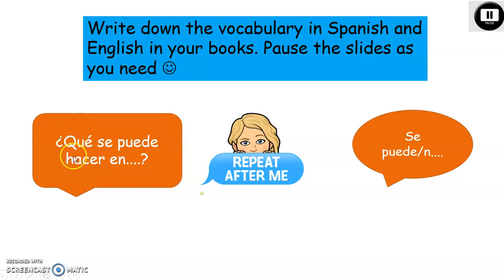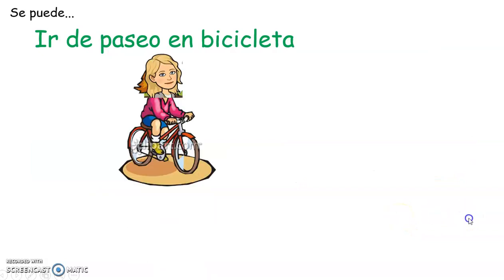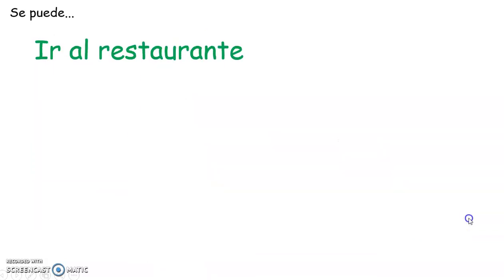So we're going to start with ¿Qué se puede hacer en? What can you do in? And the answer would be se puede o se pueden. Here we go. Se puede ir de paseo en bicicleta. Go on a bike ride.